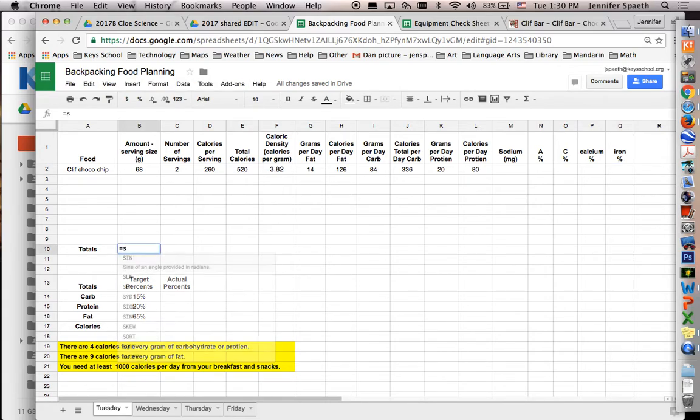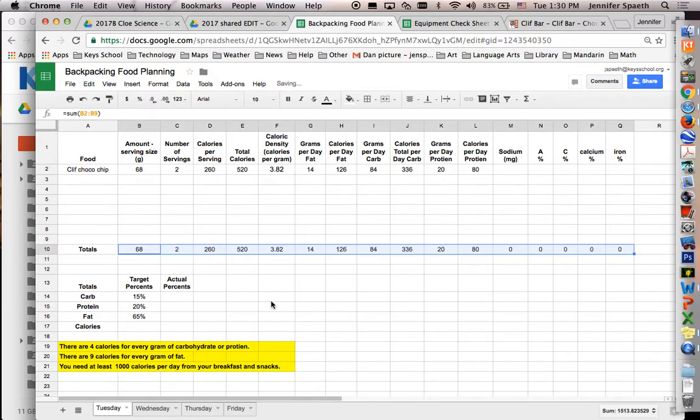If you do equals SUM, open parentheses, and you click and drag, and close parentheses. Remember, that's how you do totals. And then you can click and drag to the right and get totals like that.